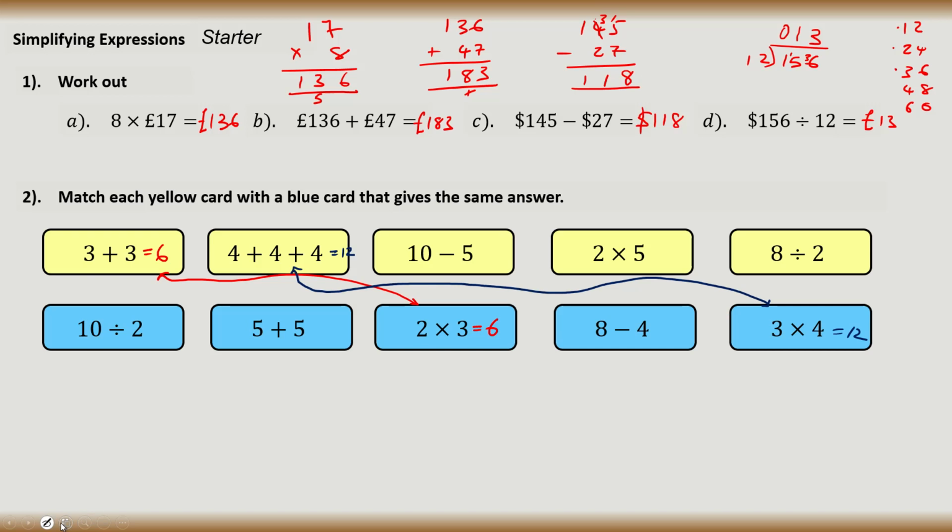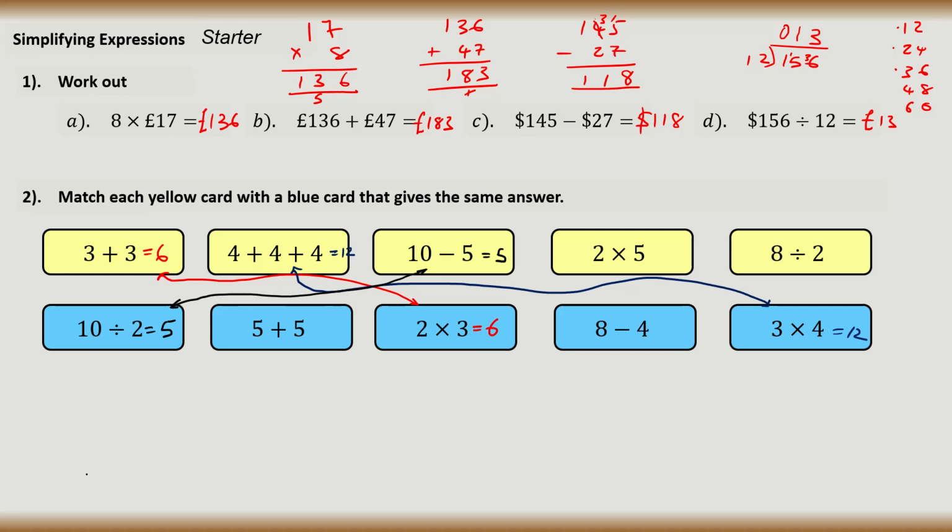I'm going to change my pen again. See what else I've got here. Going to go black this time. So I've got 10 take away 5 is 5. So I'm looking for 5 down here. Not that one. 10 divided by 2 is 5. Marvelous. So that matches up with that one.